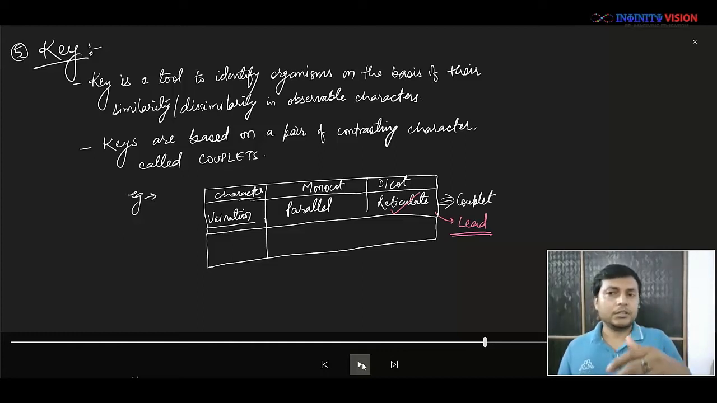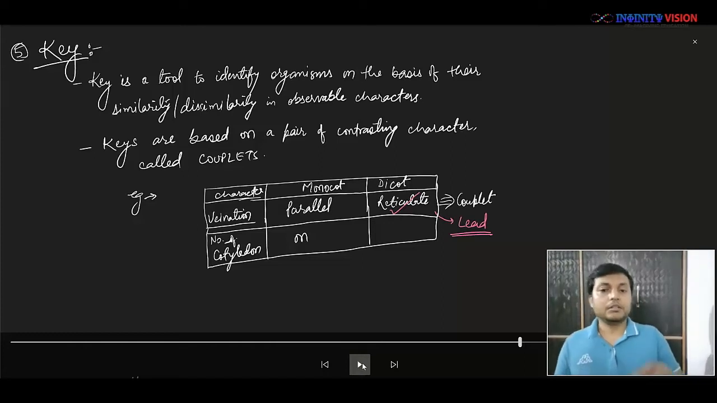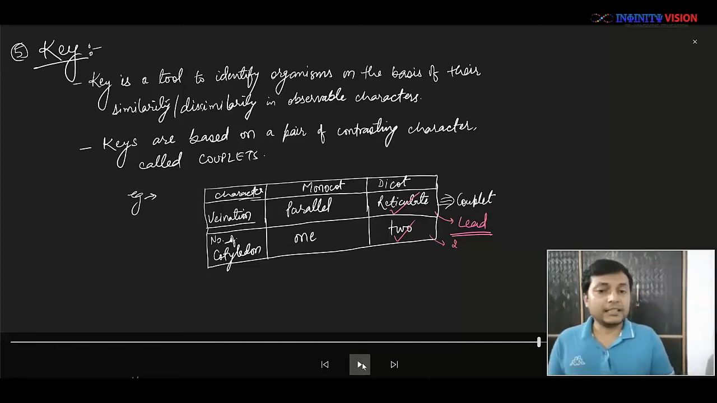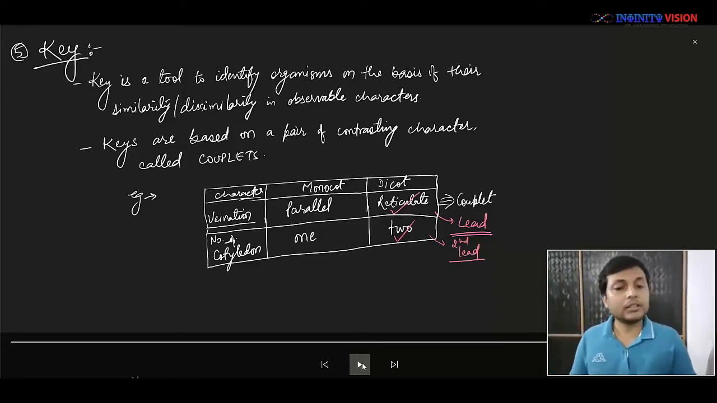Now just to further understand, I'm taking another character. Say this time I'm taking the character as number of cotyledons. Suppose we are going to study how many cotyledons are present in the seed of this particular plant. What are the contrasting characters? The number of cotyledons can either be 1 or could be 2. Now if the subject plant has 2 cotyledons, then it will be what? Dicot, and this will be the second lead.